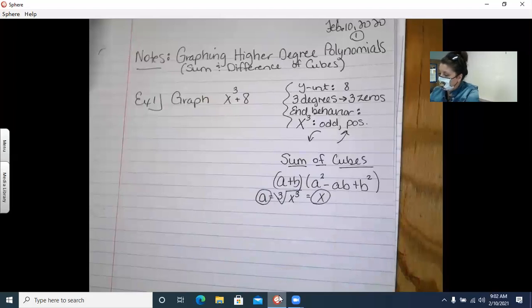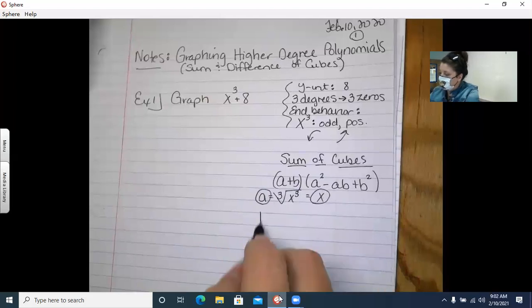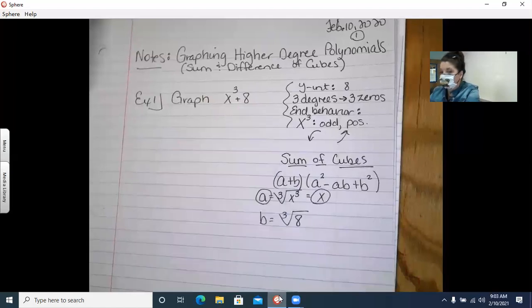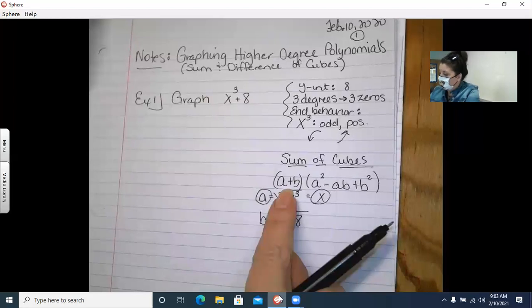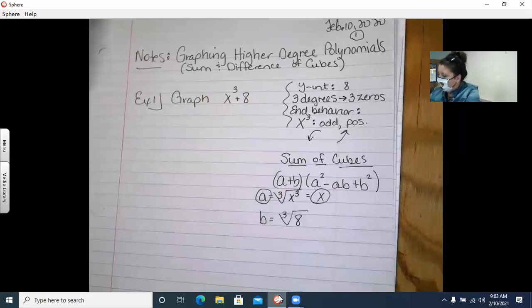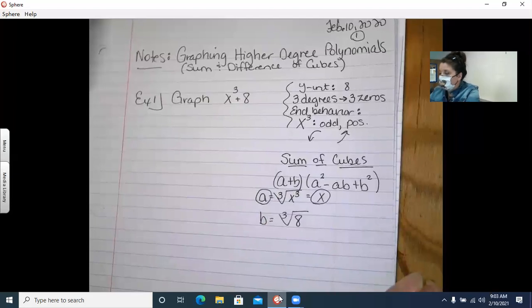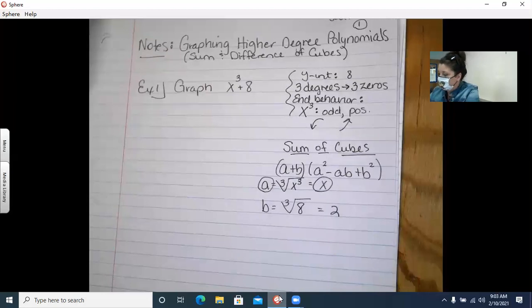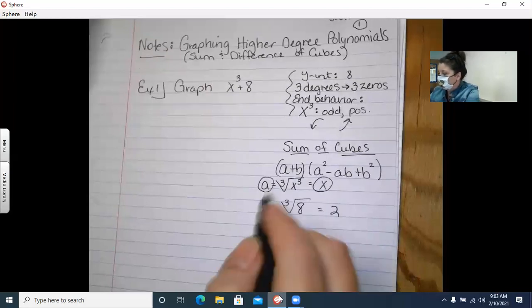To find b, you take the cubed root of the second term, and the sign doesn't matter because we're going to get the signs from the identity. So what's the cubed root of 8? 2. Because 2 times 2 times 2 is 8. If you're not sure, put it in your calculator. I taught you how to find cubed root of 8. So wherever you see a b, you're going to get a 2.